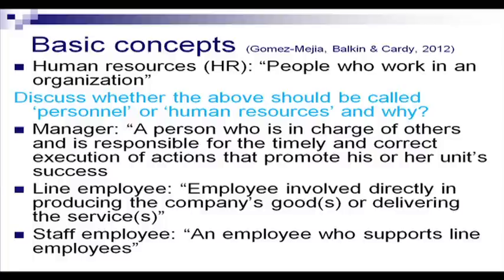A staff employee is a person who supports the line employee, which means these are the people who give them whatever they need to do their work properly. Okay?